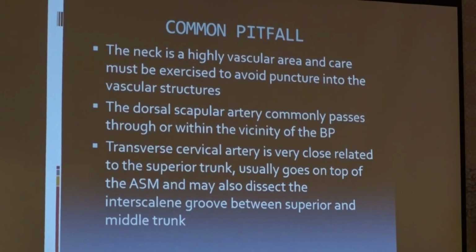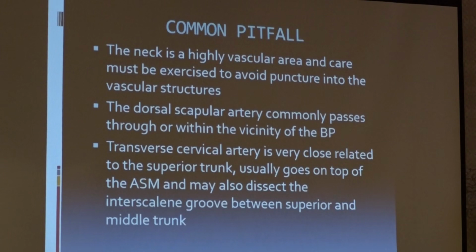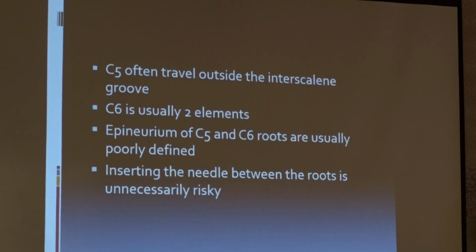Common pitfalls. The neck is a highly vascular area, and we must avoid injecting the vascular structures, especially the dorsal scapular artery and transverse cervical artery. C5 often travels outside the interscalene groove. C6 is usually two elements. Epineurium of the C5 and C6 roots are usually poorly defined. Inserting the needle between the roots is unnecessarily risky because we can induce peripheral nerve injury.